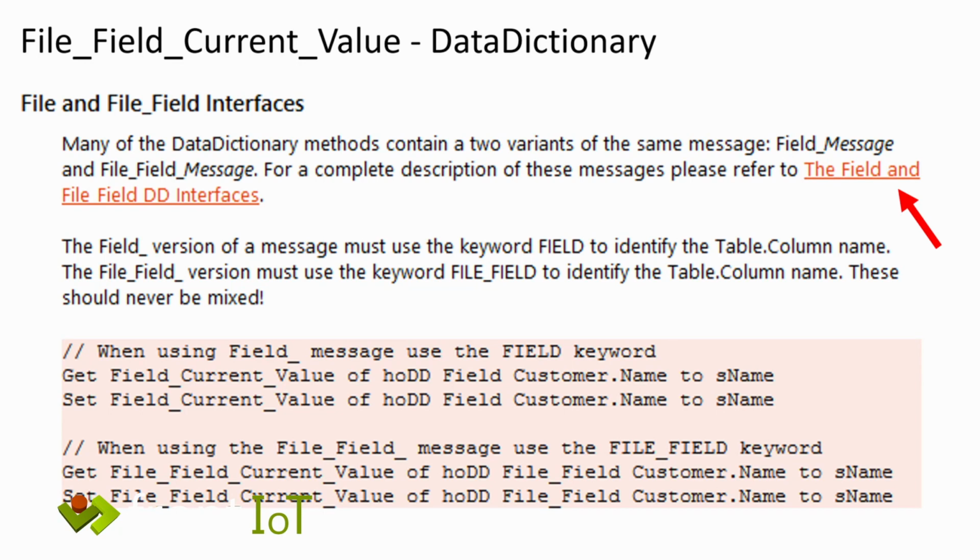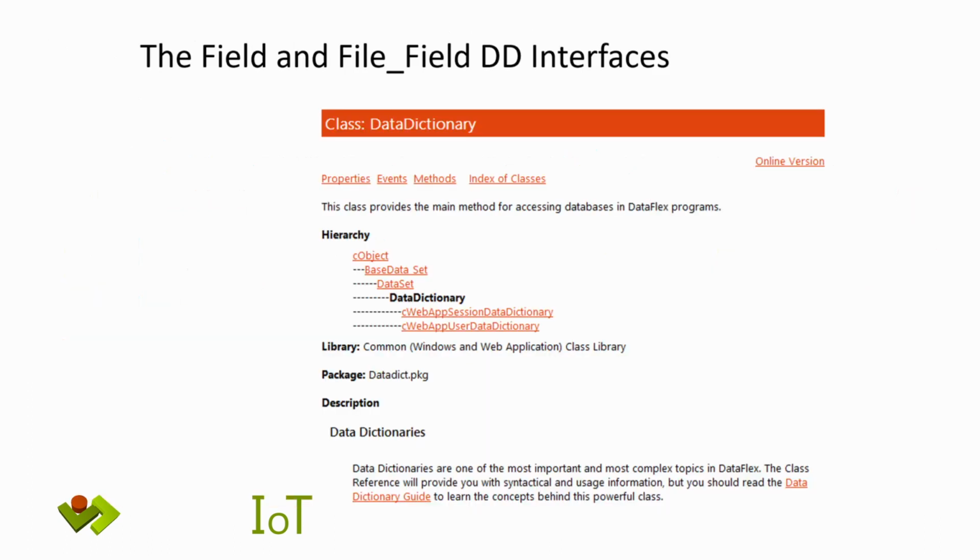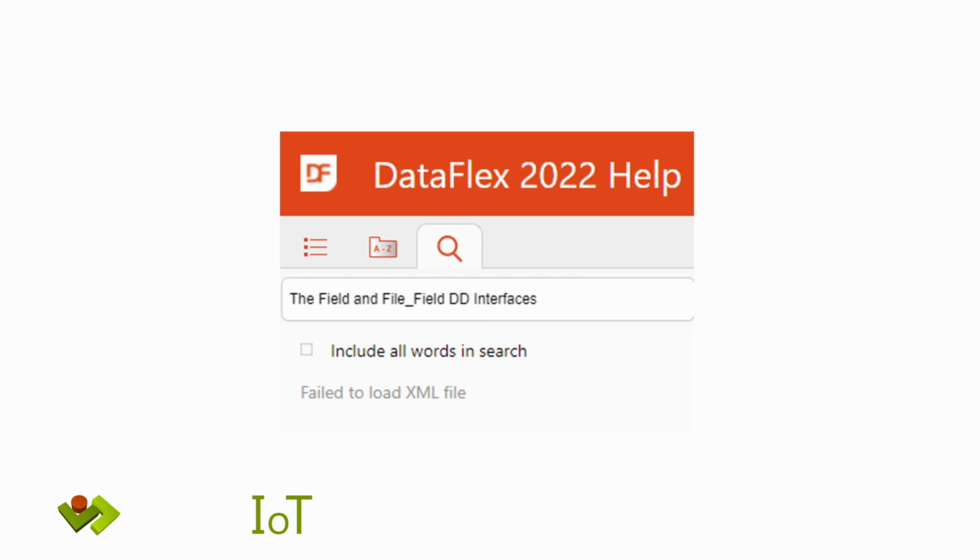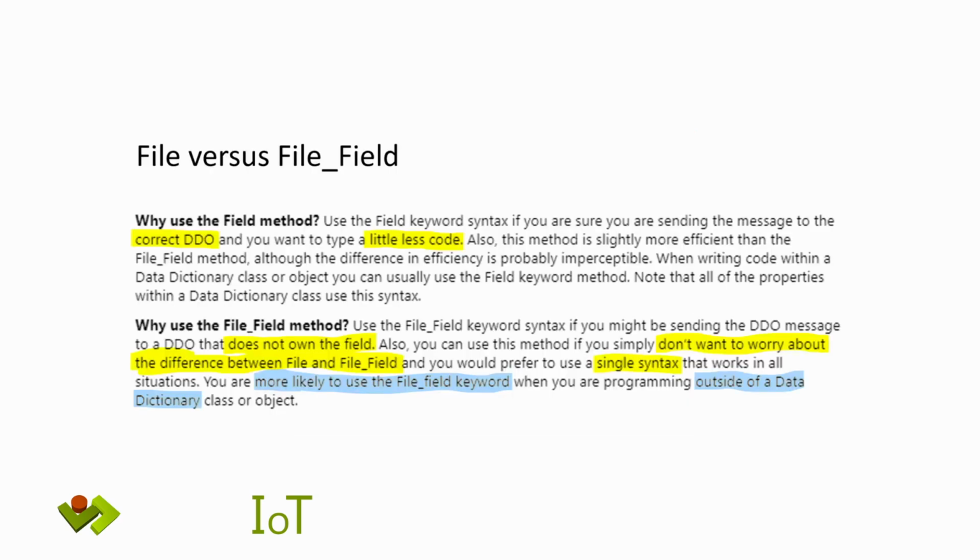So let's dive a little bit deeper into the documentation. If I read further down, it says, for a complete description, refer to the field and the file field data dictionary interfaces. So we click that link and we end up in the main class for data dictionary page. And in this page, you cannot read anything about the file field or field current values. Even if I make a search for that page, I cannot come up with anything. But I did find this page though.